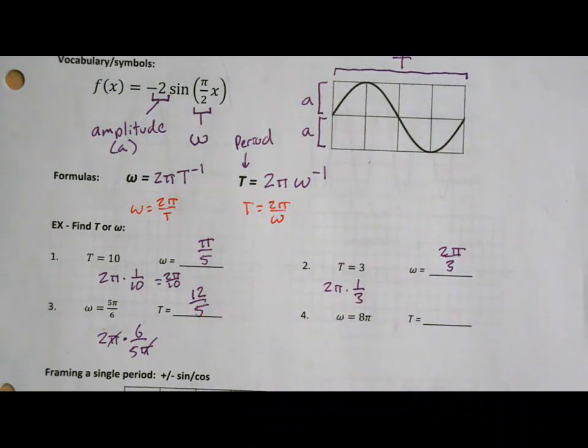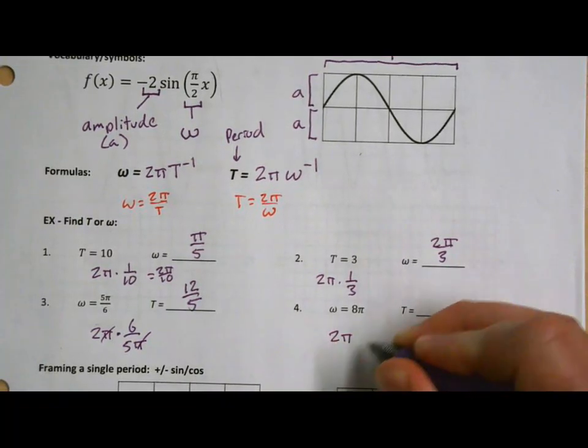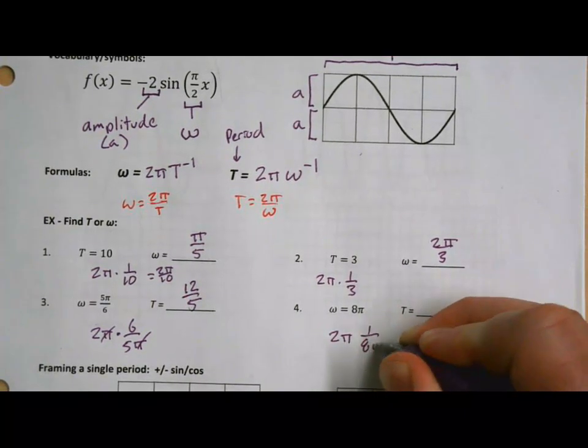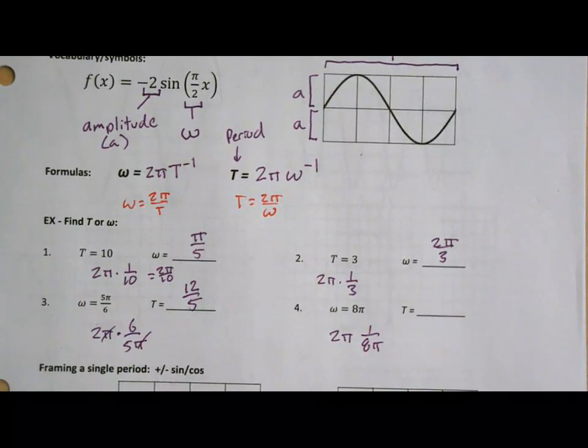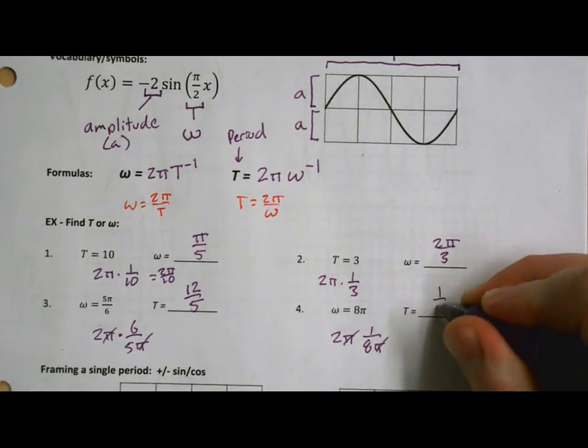All right, omega is 8 pi, so what's t? Well, it's 2 pi times the reciprocal of 8 pi, 1 over 8 pi. And again, your pi's cancel. That's 2 over 8. But we wouldn't write 2 over 8. We're going to write 1/4.